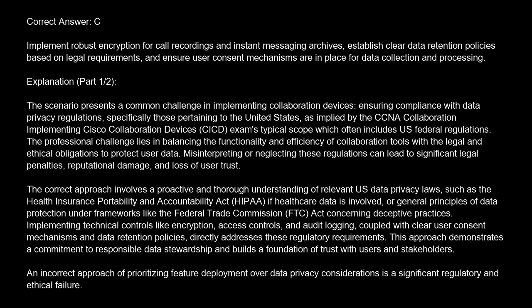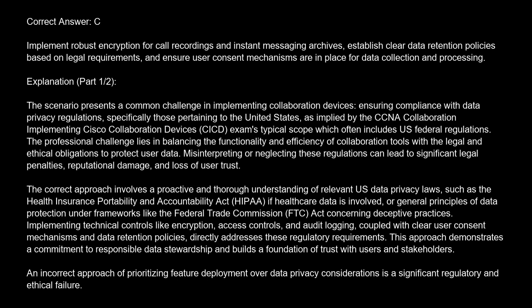Explanation. The scenario presents a common challenge in implementing collaboration devices: ensuring compliance with data privacy regulations, specifically those pertaining to the United States, as implied by the CCNA Collaboration Implementing Cisco Collaboration Devices, CICD exam's typical scope, which often includes U.S. federal regulations. The professional challenge lies in balancing the functionality and efficiency of collaboration tools with the legal and ethical obligations to protect user data. Misinterpreting or neglecting these regulations can lead to significant legal penalties, reputational damage, and loss of user trust.